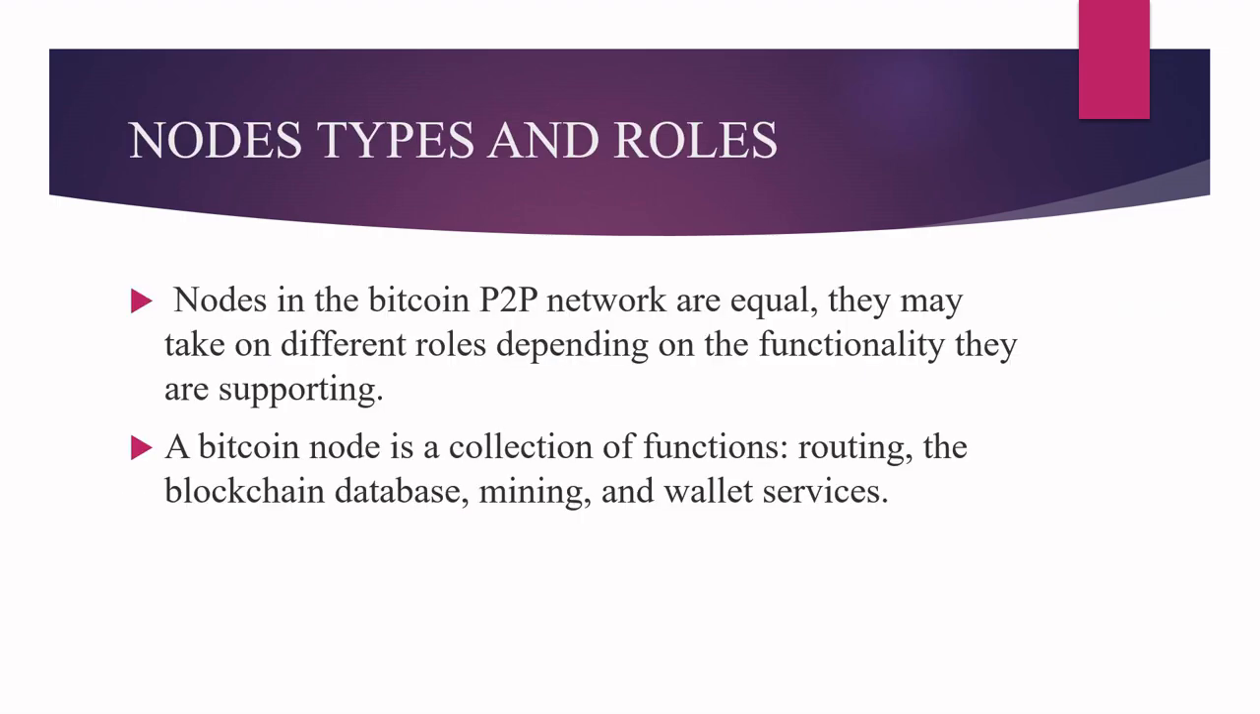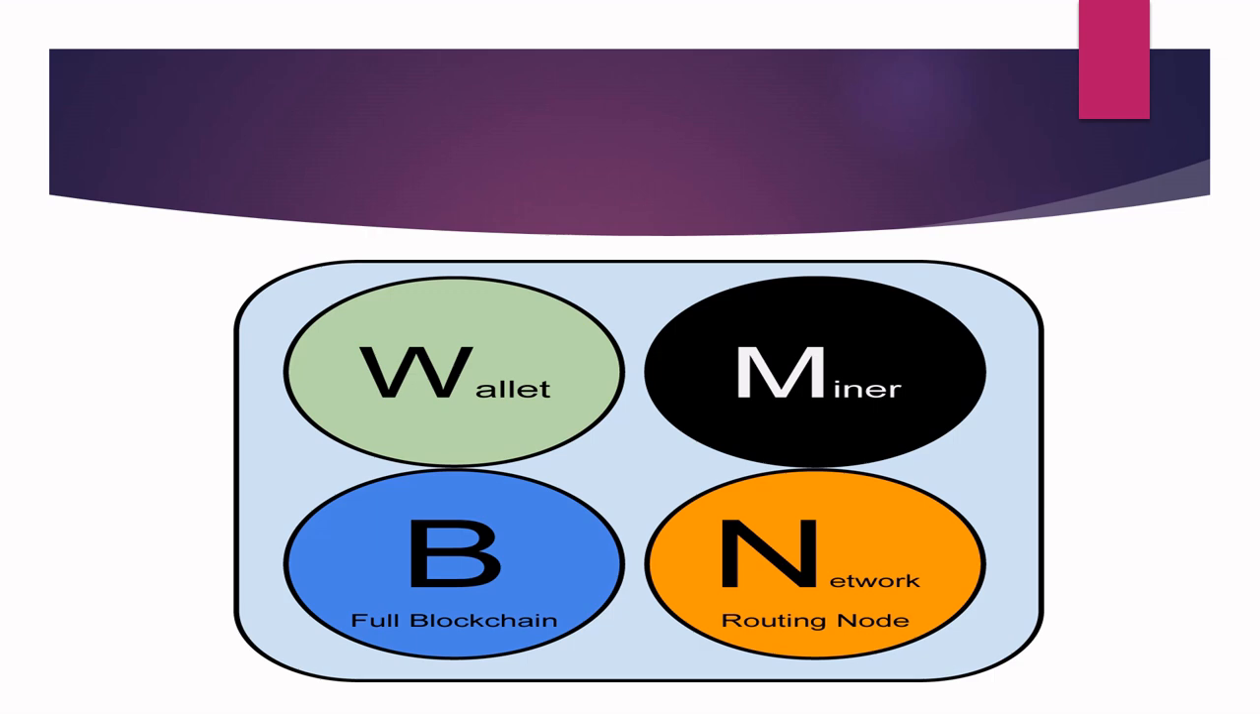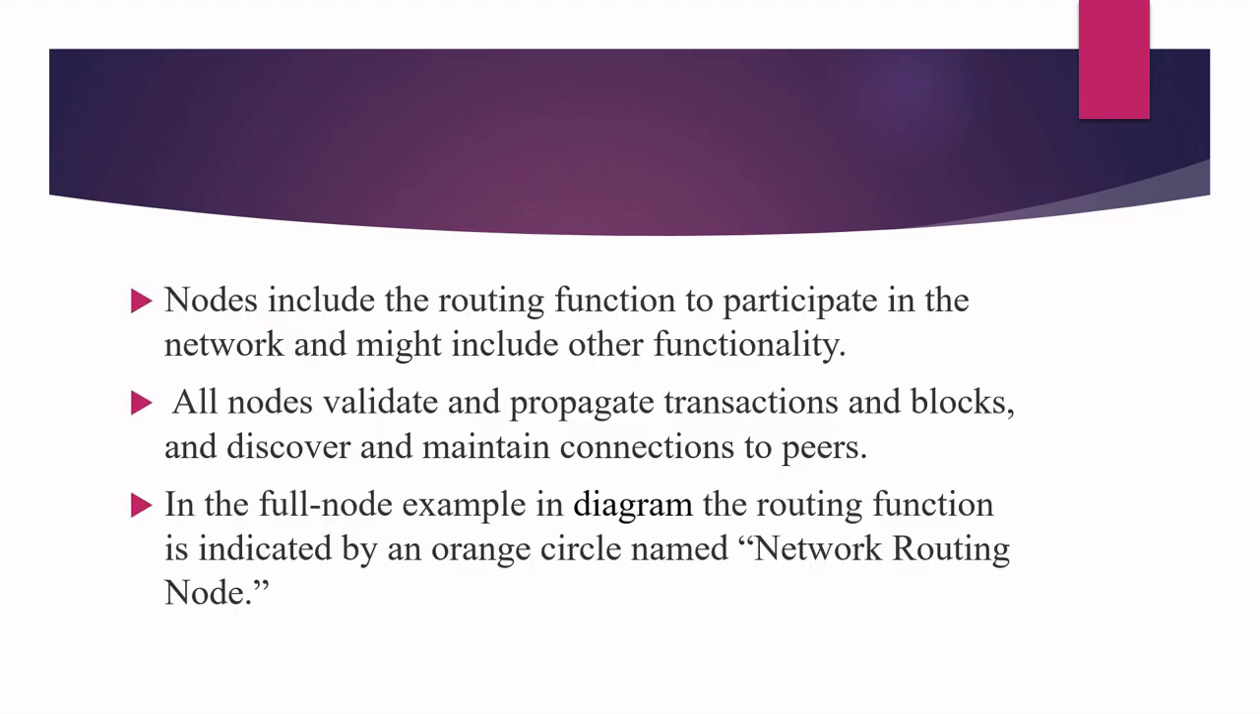Nodes, types and roles. Nodes in the Bitcoin peer-to-peer network are equal. They may take on different roles depending on the functionality they are supporting. A Bitcoin node is a collection of functions: routing, the blockchain database, mining and wallet services. A full node has all of these 4 functions. They are wallet, miner, full blockchain and network routing node.